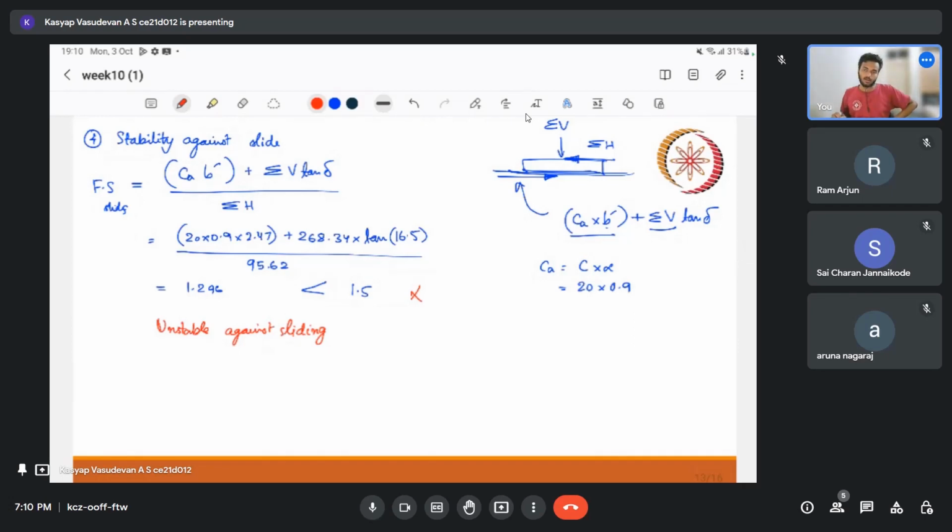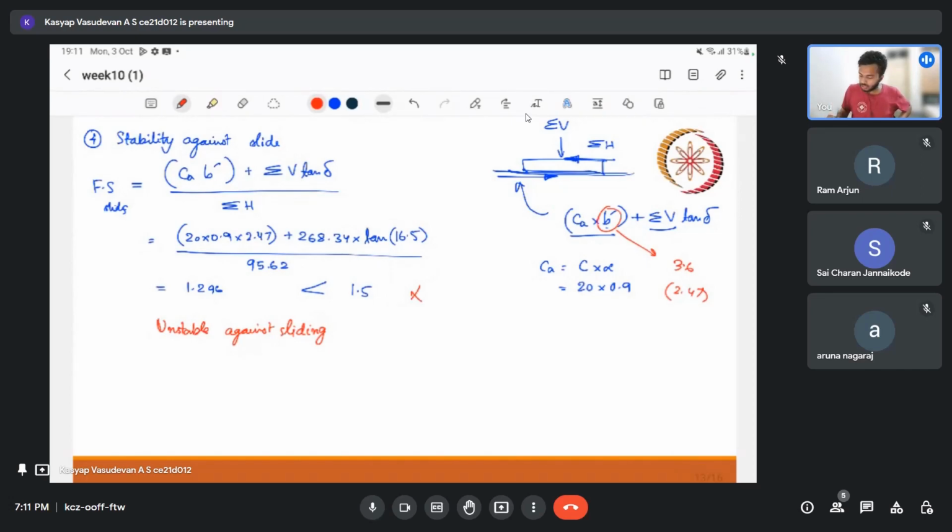Some people may argue that this B dash should be taken as 3.6, not 2.47, but this is our corrected 2.47 by considering eccentricity. If you take 3.6, it might be just higher than 1.5, but my point is if we are taking 2.47, it's less than 1.5, so we have to increase it somehow.